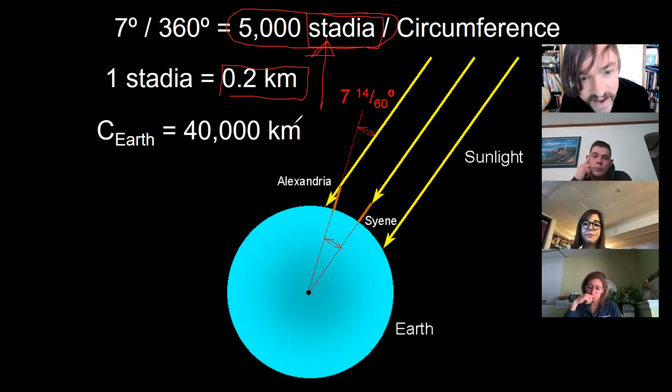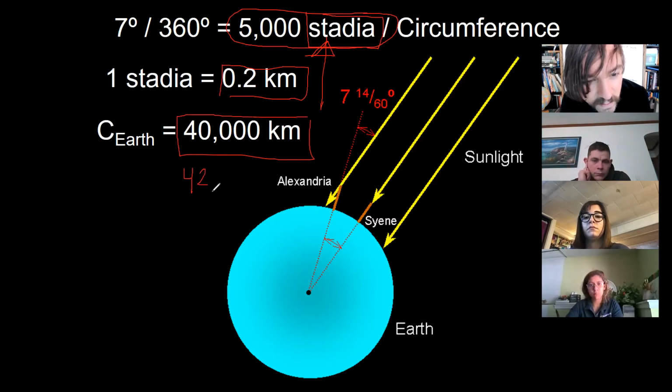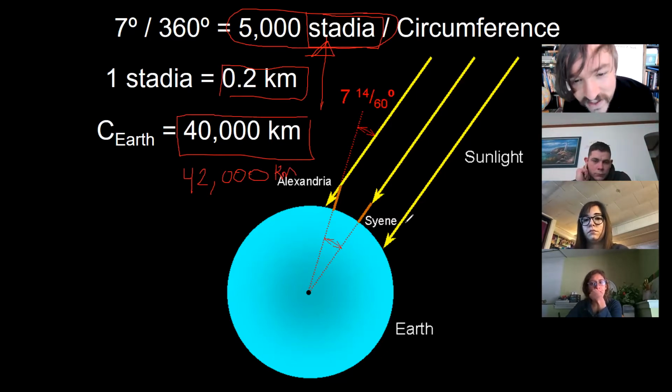And if you plug in that value, Eratosthenes figured out that the circumference of Earth was 40,000 kilometers, which is really, really close to our modern value of 42,000 kilometers. So he only had like a 2% error, despite the fact that he was only using sticks and a guy marching the distance between the two. It's kind of impressive, actually.